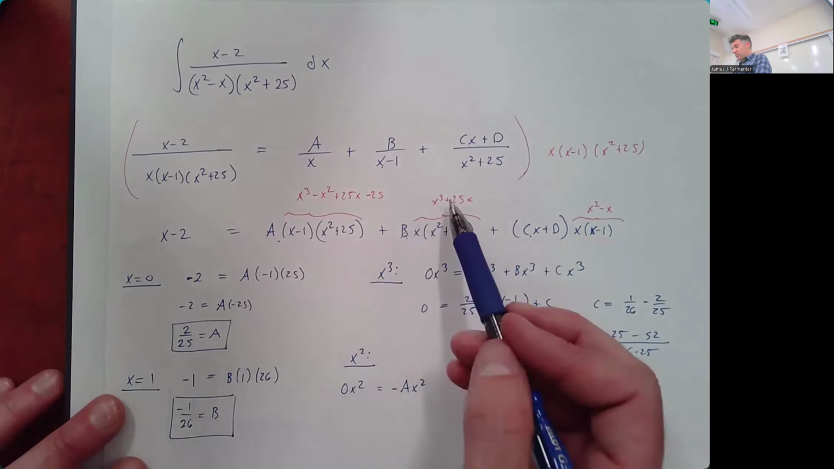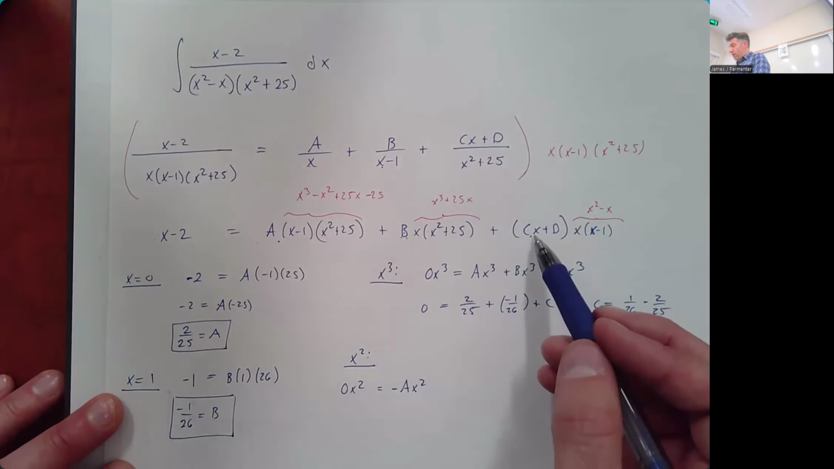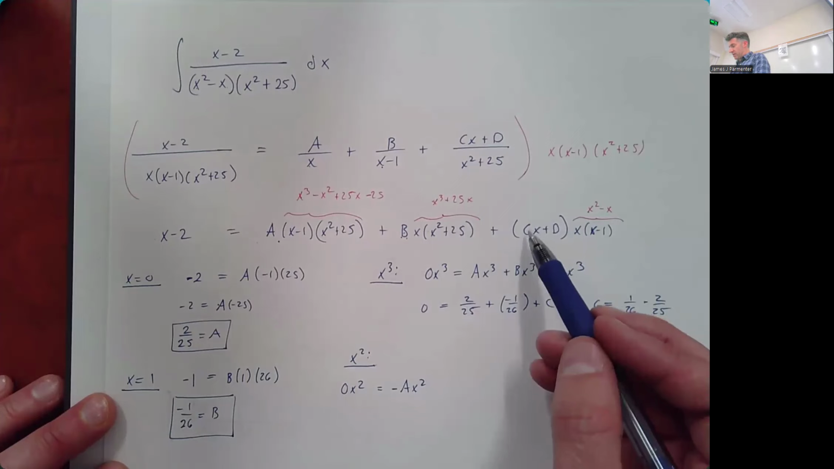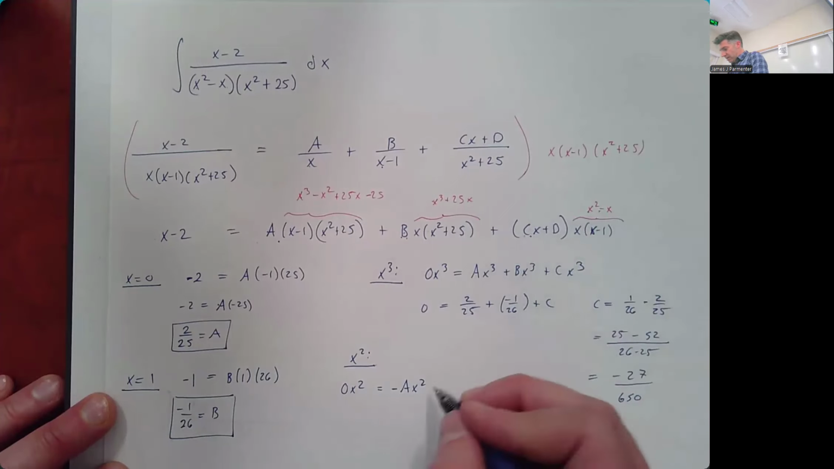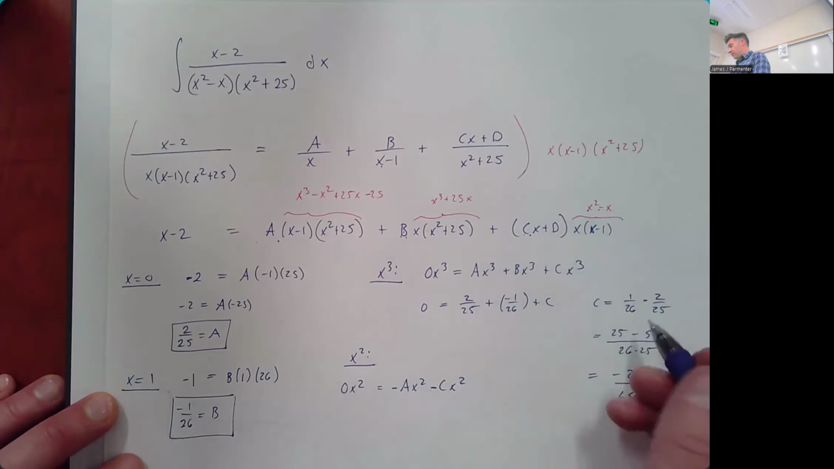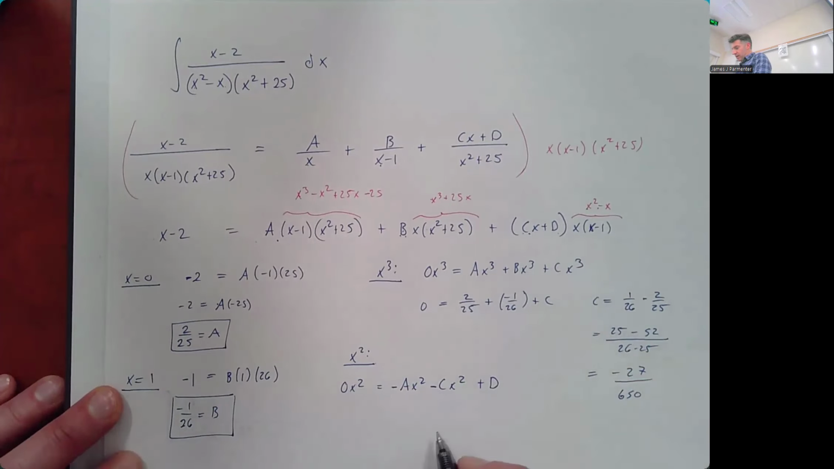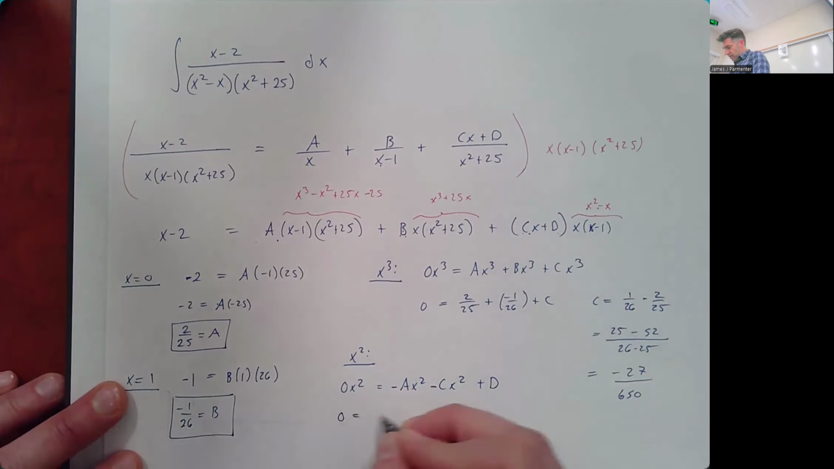I'd have a b times x cubed and a b times 25x, but no b times x squared. I would have a c times x squared because I'd have c times x times negative x, so I'd have a negative c times x squared. And I would have a d times x squared as well. So then it looks like 0 is equal to negative a minus c plus d. So it looks like d is equal to a plus c.